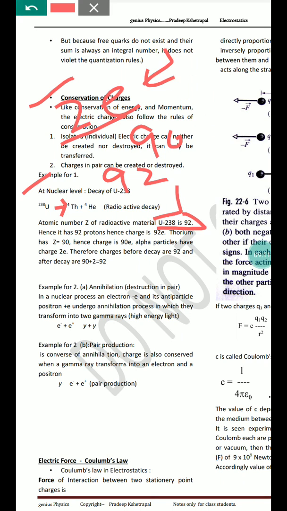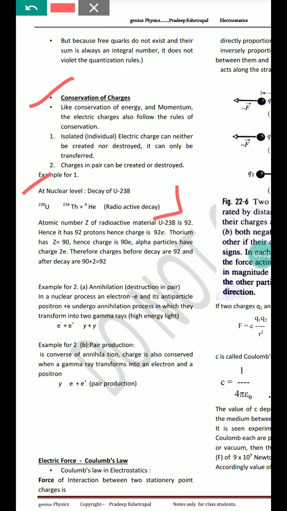Another example of it is annihilation and pair production. They also have the same charge before and after the reaction. It is called conservation of charge.